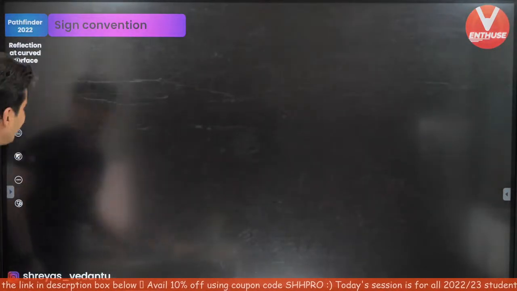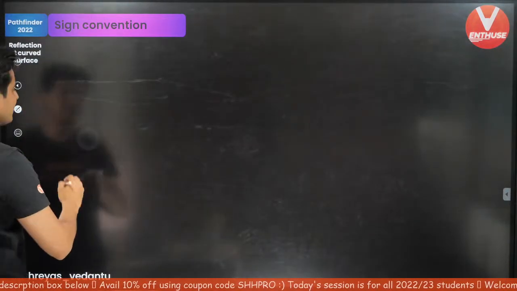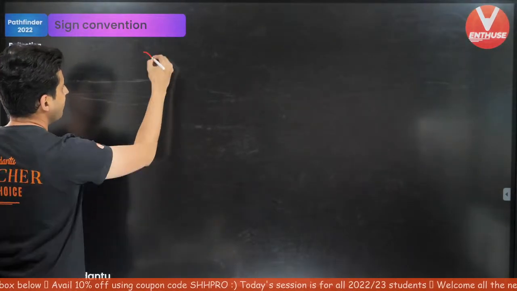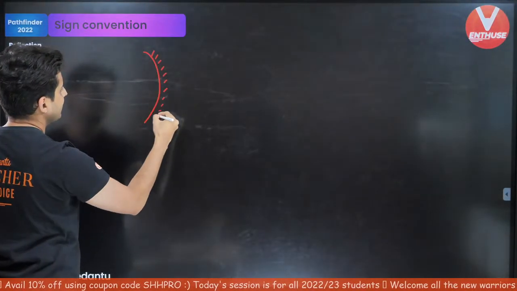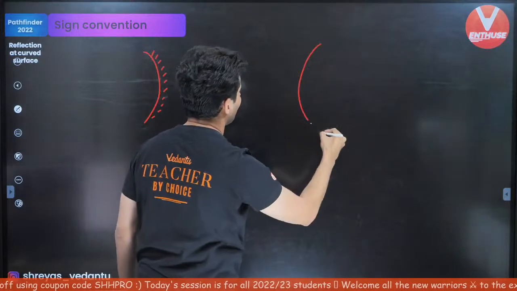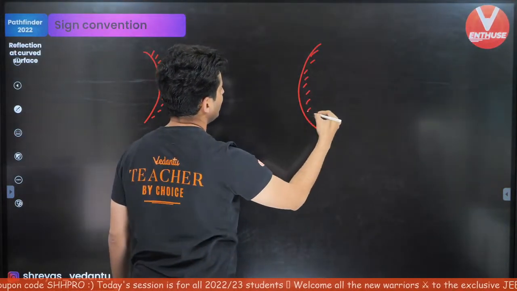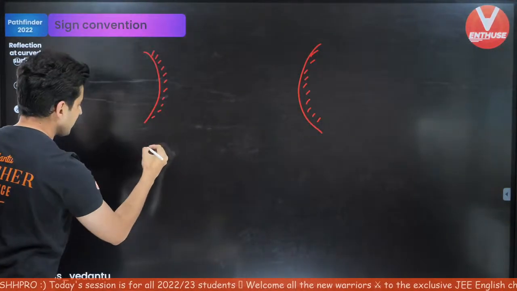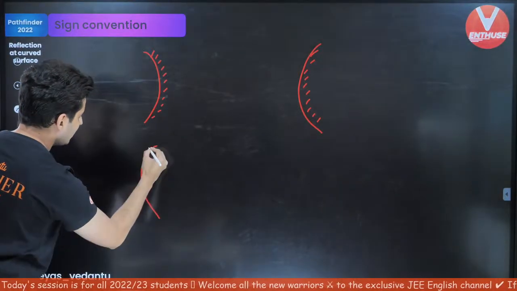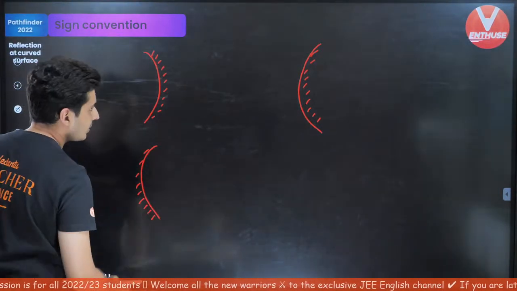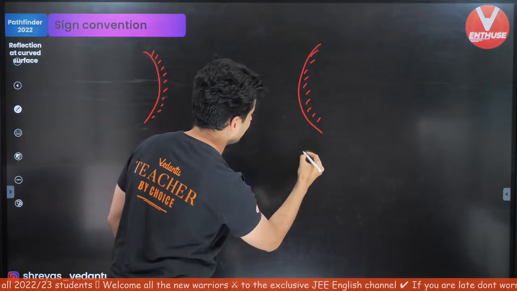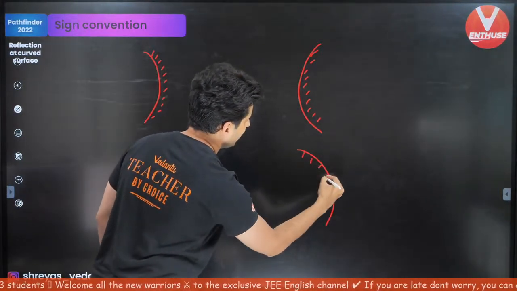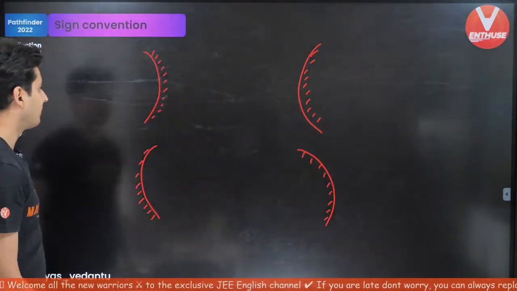Now, let me see if you can understand it with these simple examples. Let me draw a few mirrors and some positions. Let's see if you guys can get this. I'm just drawing a few examples right over here. Let's see if you guys can figure this out. Great.